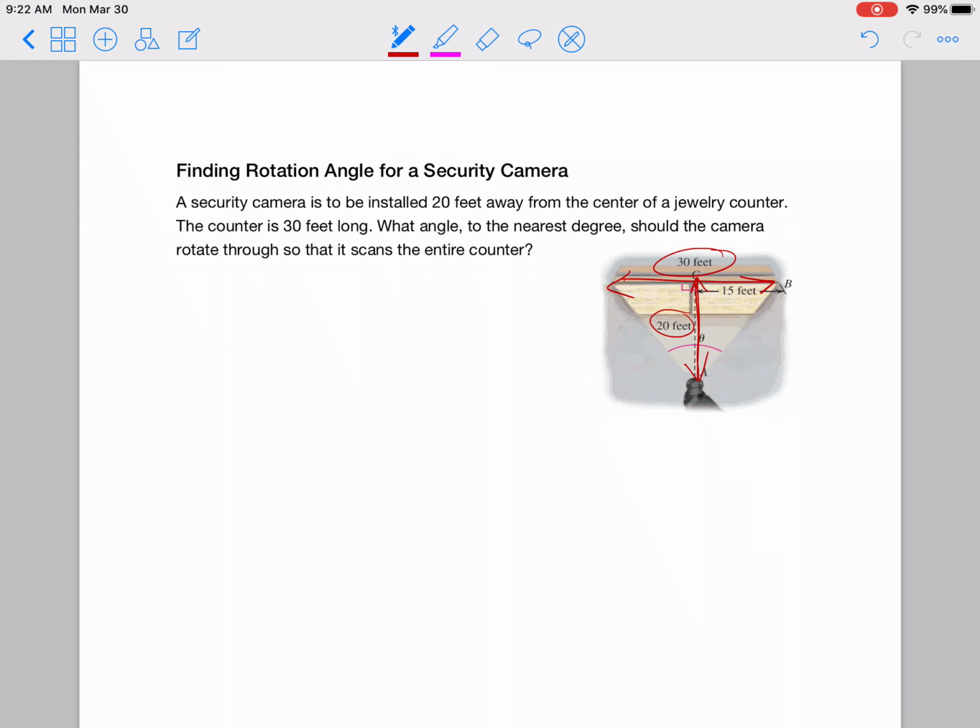So if we look at this, what we can do is actually draw a right triangle in here. We can draw it right here, here, and here. And then we'll take that right triangle and look at it over here, and we've got 15 feet here. That's half of the 30 feet across. We have 20 feet right here. That's how far the security camera is away. This is our angle, the whole angle is called theta, so I'll call this half angle phi, which is used for angles quite often.